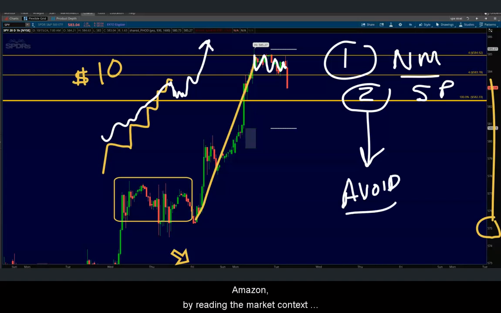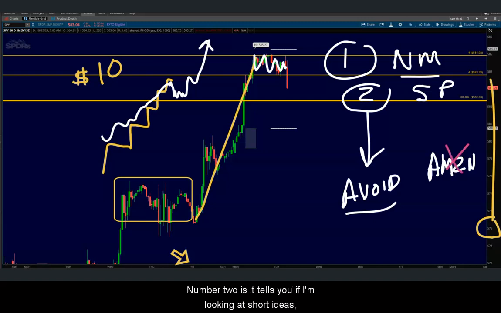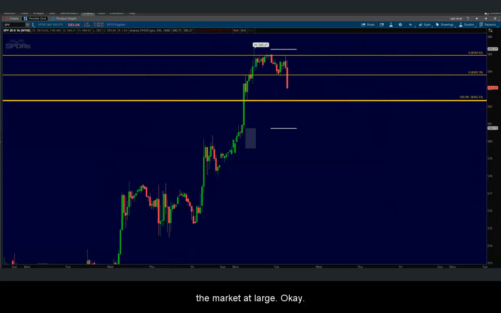So I wanted to be long Amazon. But by reading the market context today, it says, hey, you know what? The Amazon trade, you're going to have to put the brakes on that. It's no good. Even though I've done independent analysis on this stock. Okay, because you're reading the market momentum at large. Okay, number two is it tells you if I'm looking at short ideas, I'm probably going to get some slight selling pressure. Okay, so this gives you context to the market at large.